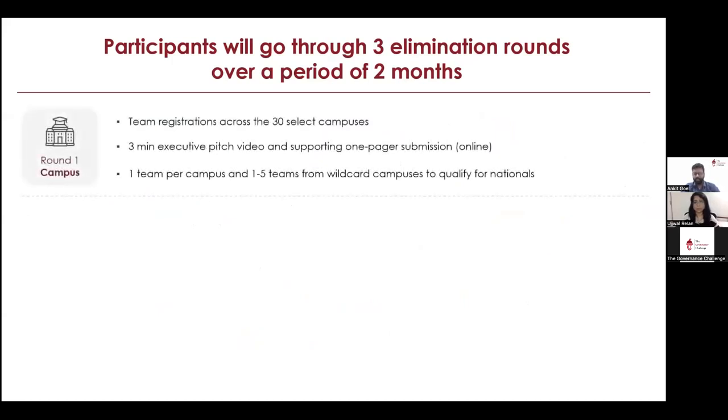The first one is the campus round, where all the teams which have registered from these campuses will submit their 3-minute executive pitch video and a supporting one-pager. One team from each campus would be selected, and then 1 to 5 teams from the wildcard campuses would also be selected for the nationals round.